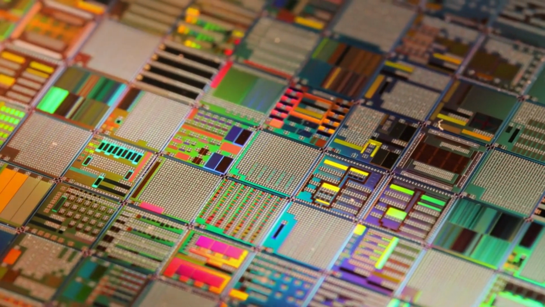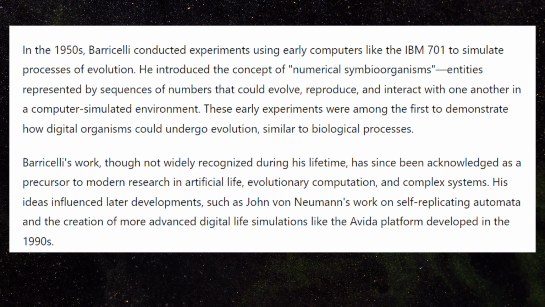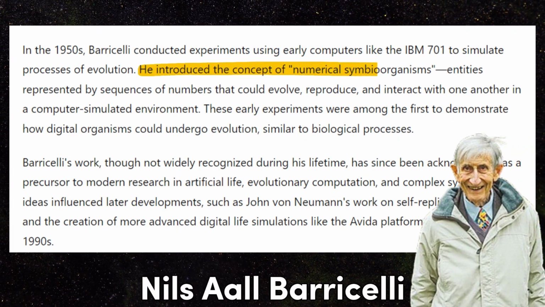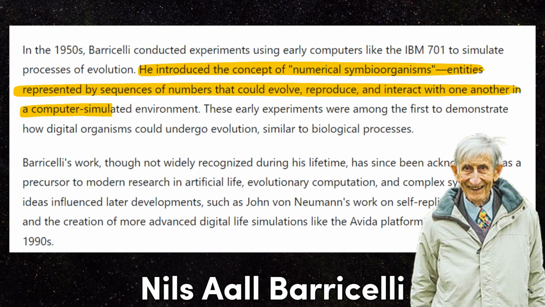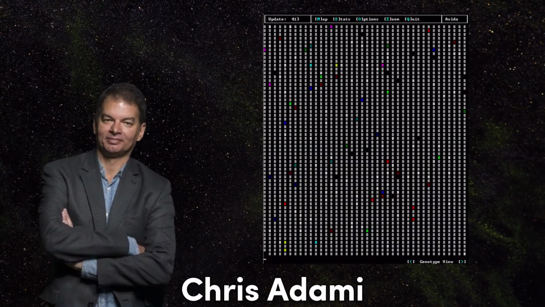This shift from wet labs to silicon chips isn't entirely new. Back in the 1950s, a scientist named Nils Aall Barricelli was already tinkering with digital evolution. He created simple numerical entities that could change and reproduce over time. Fast forward to the 1990s, and we have Chris Adami developing Avida, a software platform where digital creatures compete and evolve. These pioneers laid the groundwork for Google's latest leap forward.